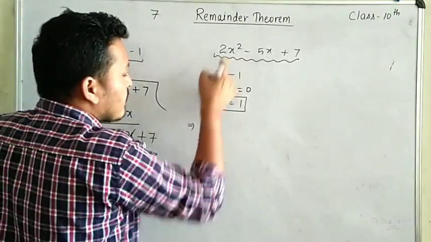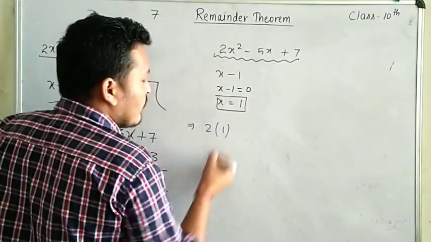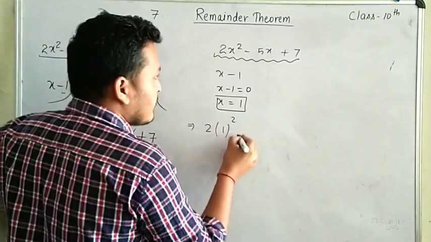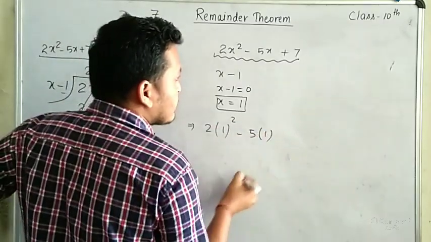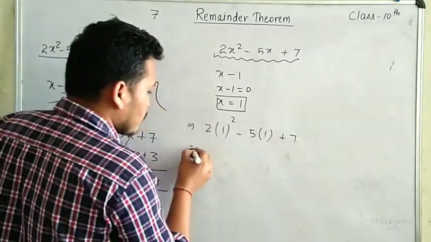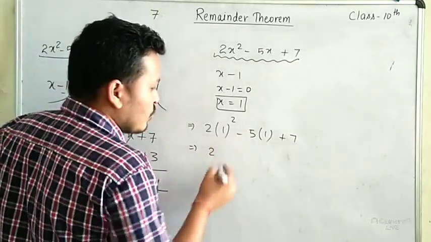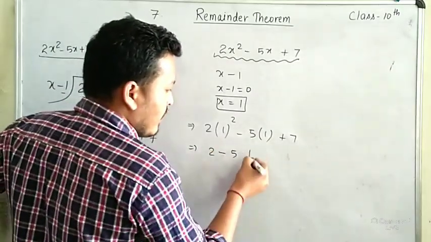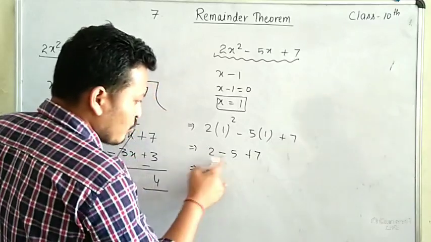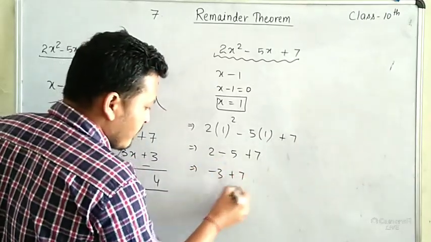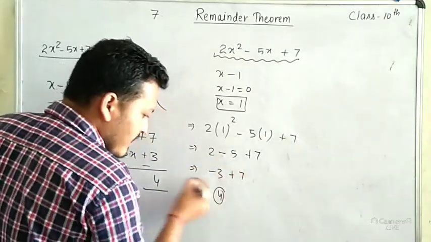So what will we do here, sir? 2 into x is equal to 1. Then outside it is x square: 2x square minus 5x plus 7, with x equal to 1. On solving it, 2 into 1 square is 2, minus 5 into 1 is 5, plus 7. So what is remaining? 2 minus 5 is minus 3, plus 7 is equal to 4. What is coming here? 4.